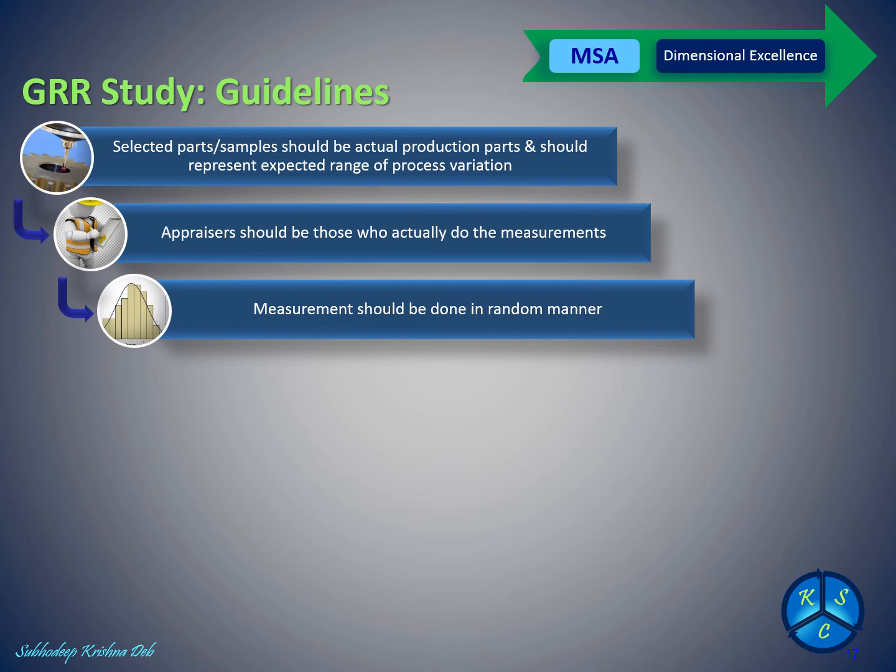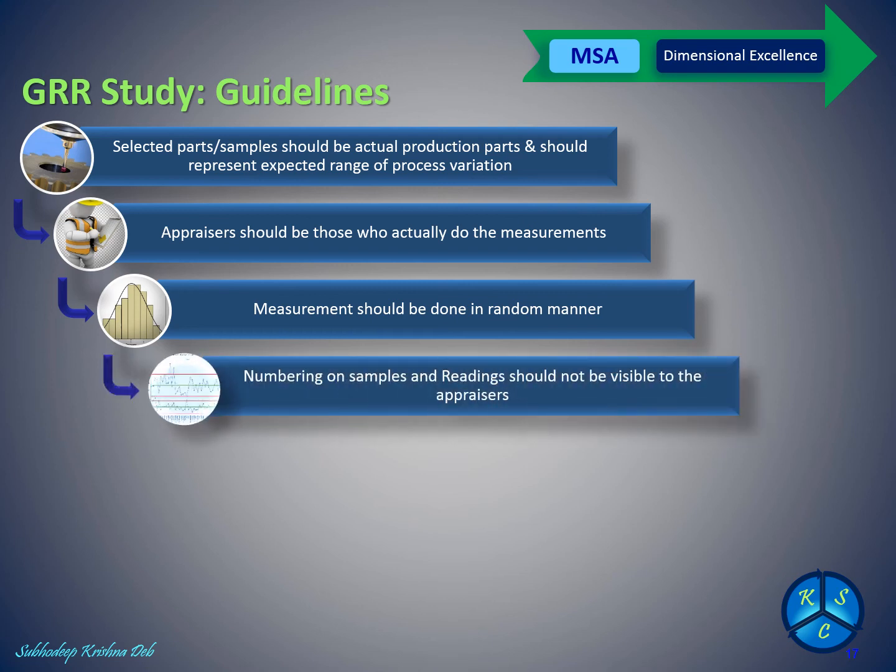Measurement should be done in a random manner, as we have seen in the previous slide, wherein the number should not be visible to the appraisers and it should be in the random manner for all the appraisers. Now this point is numbering on the samples and the readings should not be visible to the appraiser. Why? Because appraiser, if they see the readings, they may recall the readings and get biased of their previous reading. Okay, so that should not be the case. The observer who is noting the reading should not be sharing the data with the appraisers who are conducting the studies.